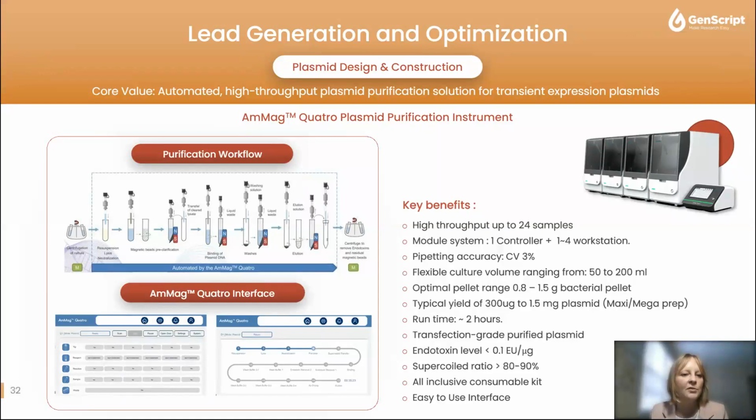The automation provides that precise pipetting capability as well as prepackaged reagent consumables. The consumables are ready to go. You just place them in the instrument, and then the process is initiated using the easy-to-use interface on the control unit. You can expect yields of 300 micrograms to 1.5 milligrams of plasmid. And the plasmids will be low in endotoxin levels and can be expected to be completed in approximately 2 hours.